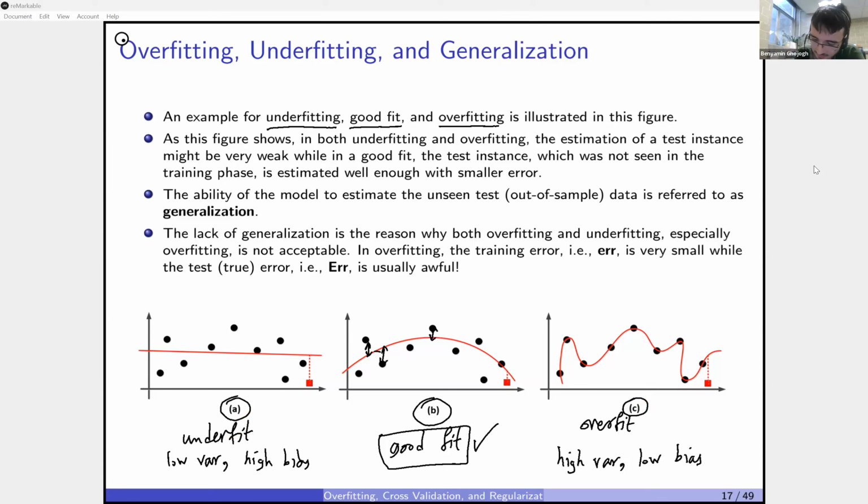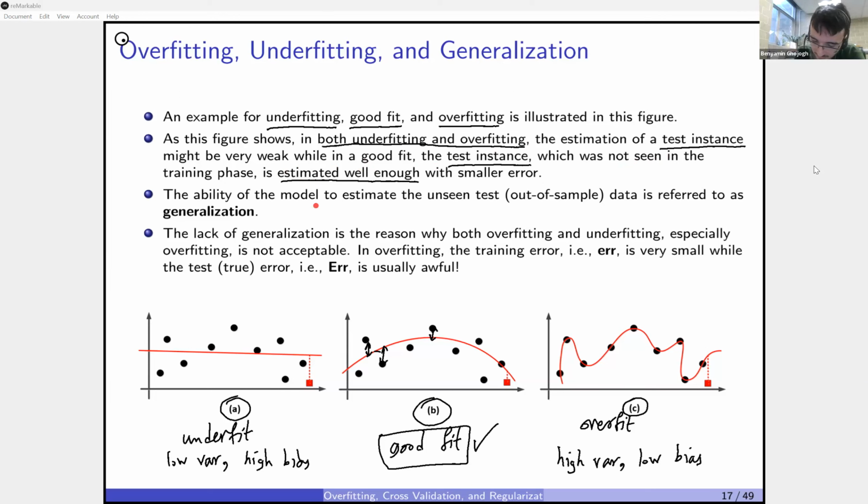The ability of the model is to estimate, by the way, as this figure shows, in both underfitting and overfitting, the estimation of a test instance might be very weak, while in a good fit, the test instance, which is not seen in the training phase, is estimated well enough with a smaller error, okay?